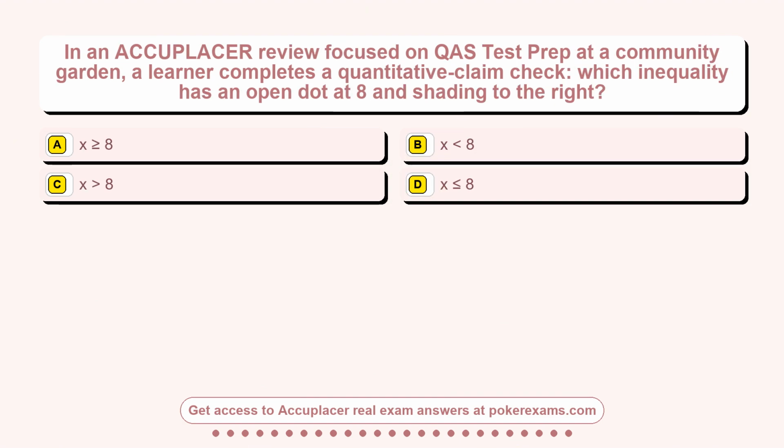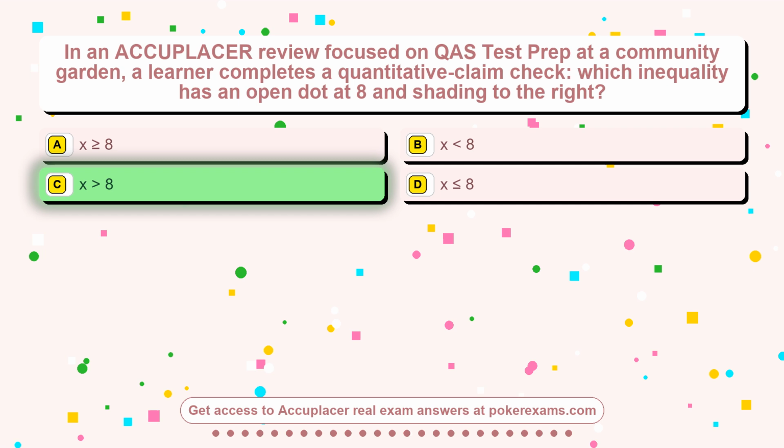Question 24. In an Accuplacer review focused on QAS test prep at a community garden, a learner completes a quantitative-claim check. Which inequality has an open dot at 8 and shading to the right? Option A, x greater than or equal to 8. Option B, x less than 8. Option C, x greater than 8. Option D, x less than or equal to 8. The correct answer is option C, x greater than 8.